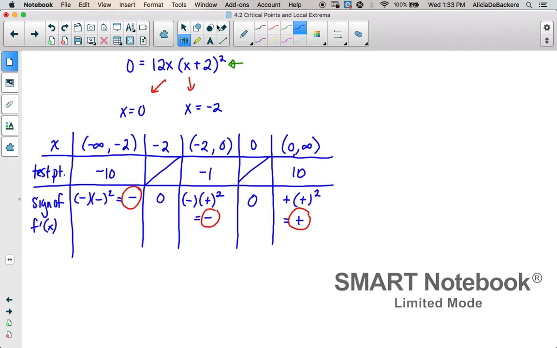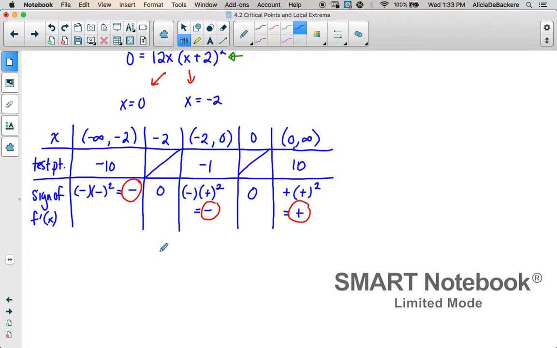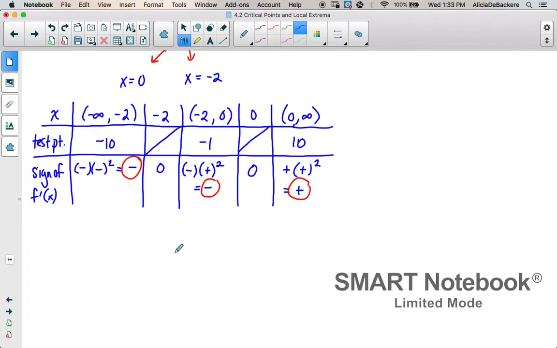You can add that extra row across the bottom if you like, but in this question they didn't ask me about intervals of increase and decrease, so I'm going to skip that part and just go on to stating my critical points. So I know that I do have a critical point at -2, even though it doesn't switch sides. So I know that it's not a maximum or minimum. It is still a critical point.